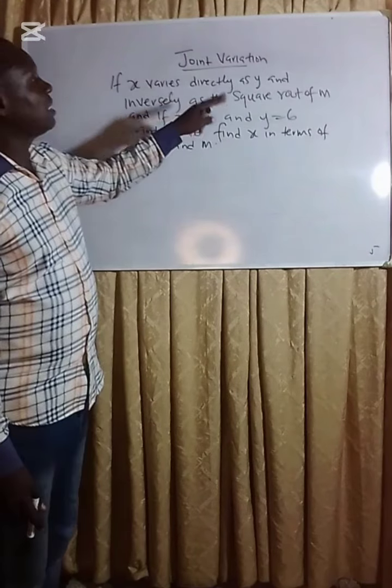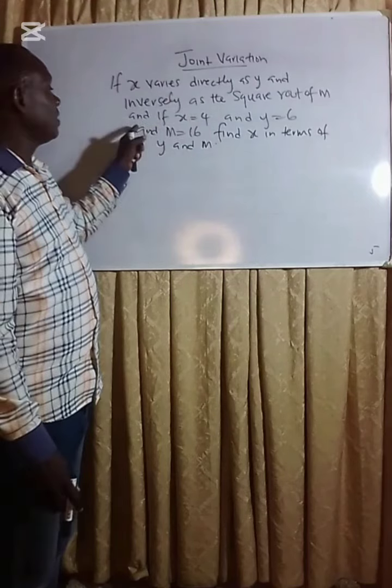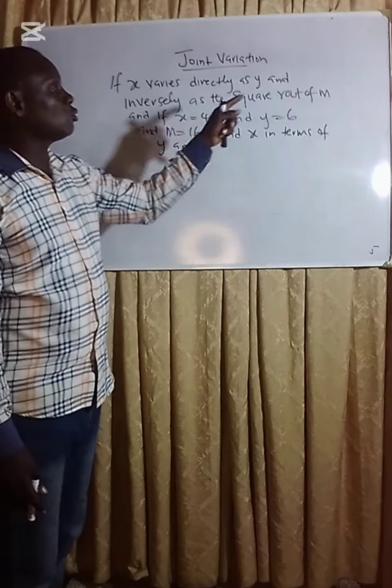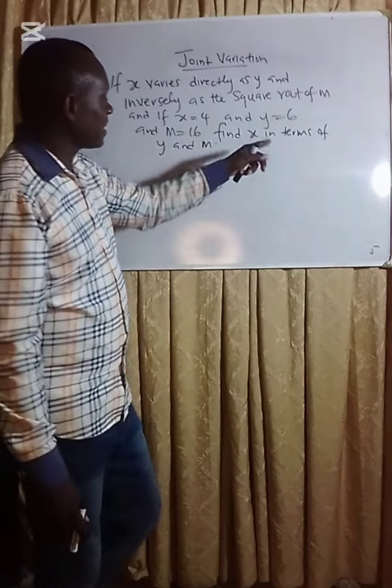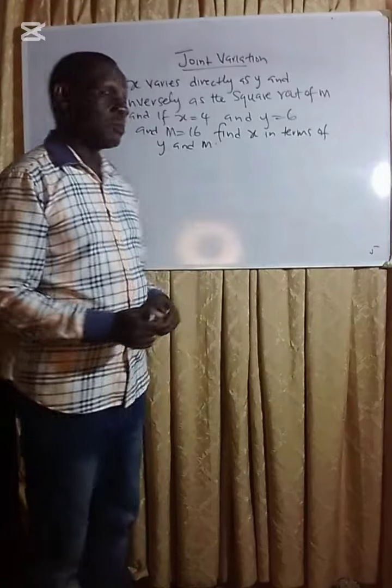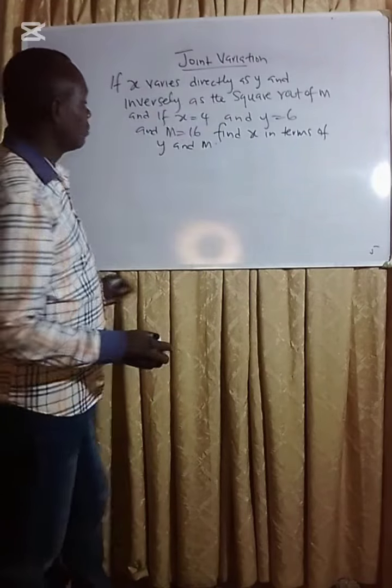If x varies directly as y and inversely as the square root of m, and if x is equal to 4 and y is equal to 6, and m is equal to 16, find x in terms of y and m. Now, x varies directly as y, okay?